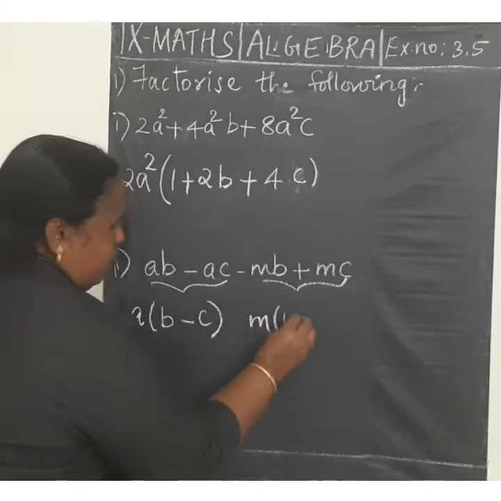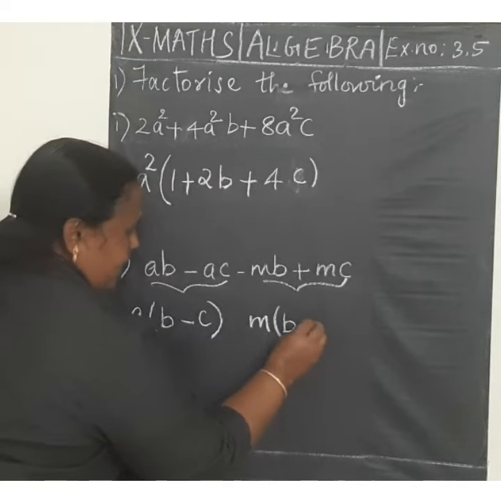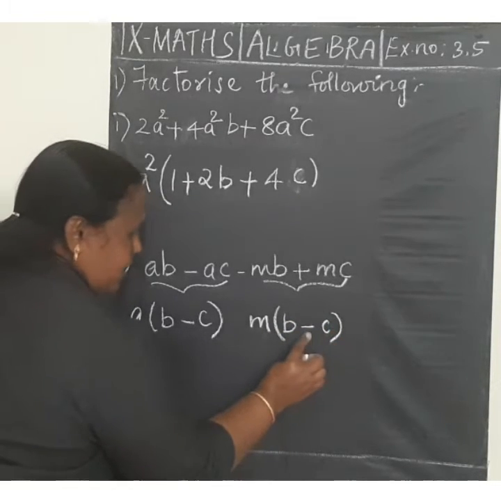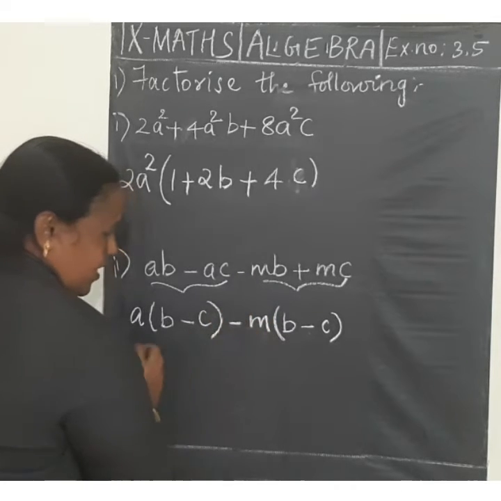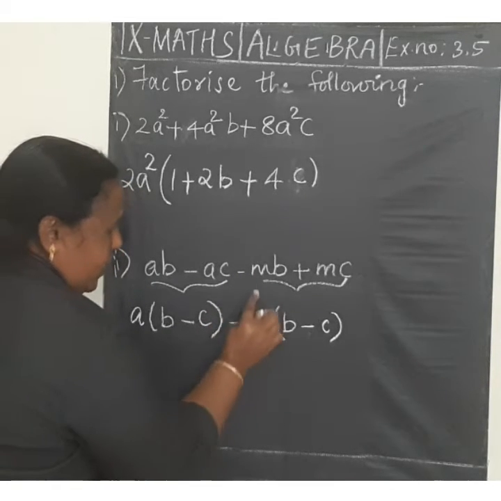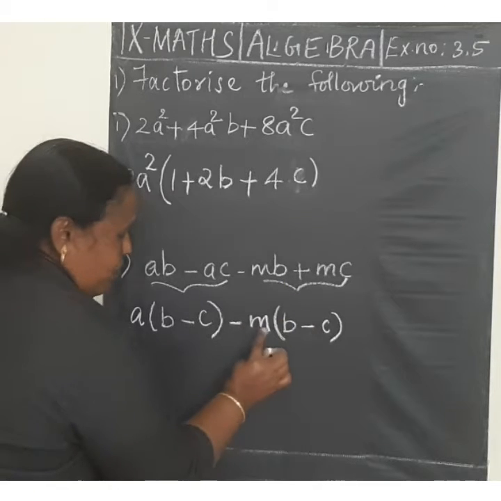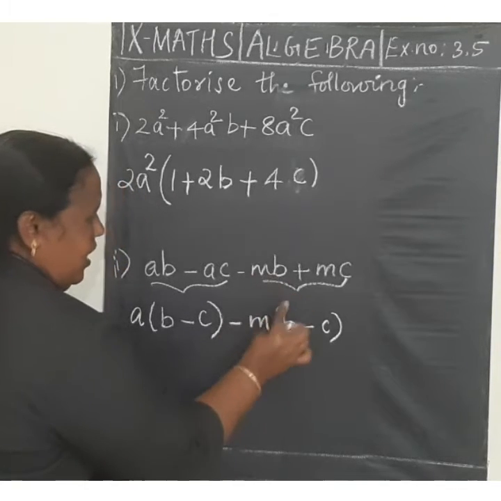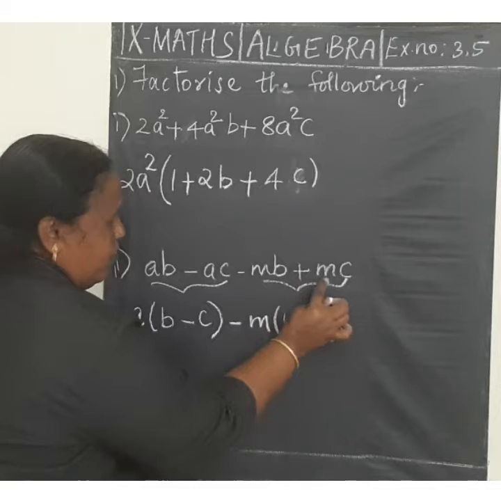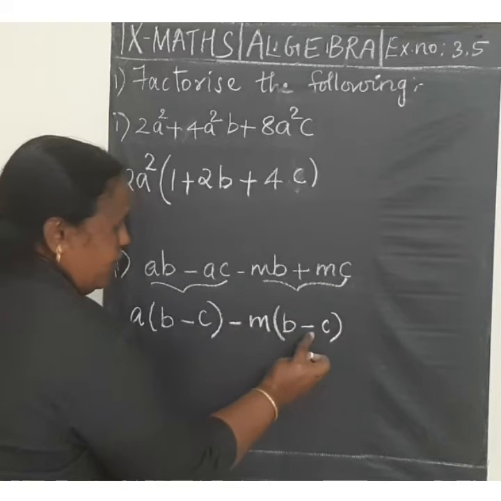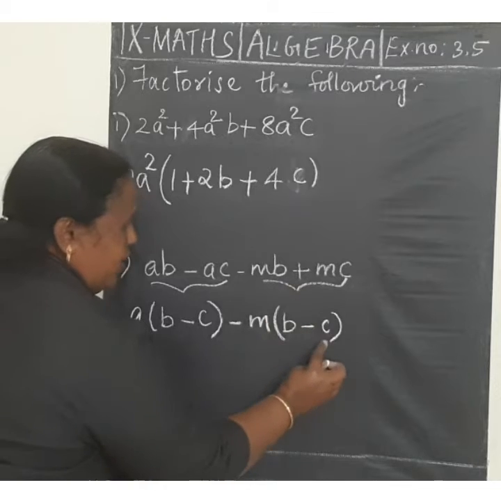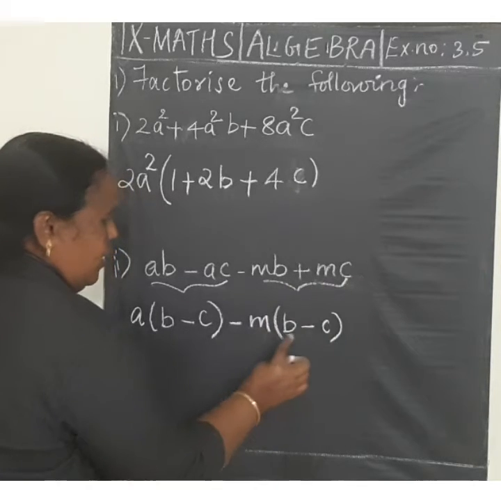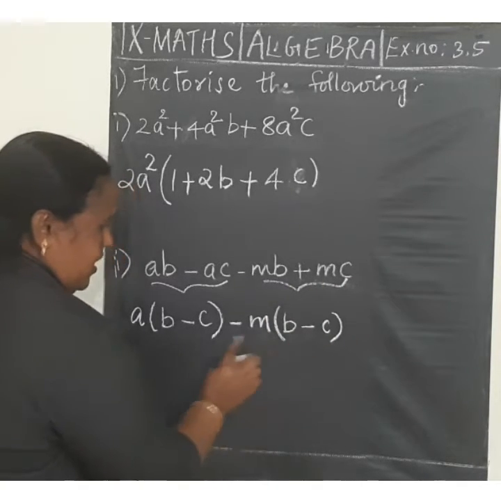So here B minus C. Why are we putting a minus sign? Because a minus sign is there, so we have to put minus M here. Then only will we get MB, minus M into B is minus MB. Next we have to get plus MC, so minus M into minus C gives minus into minus plus, M into C, MC. So we are getting MC. That is why we are putting the minus sign here.